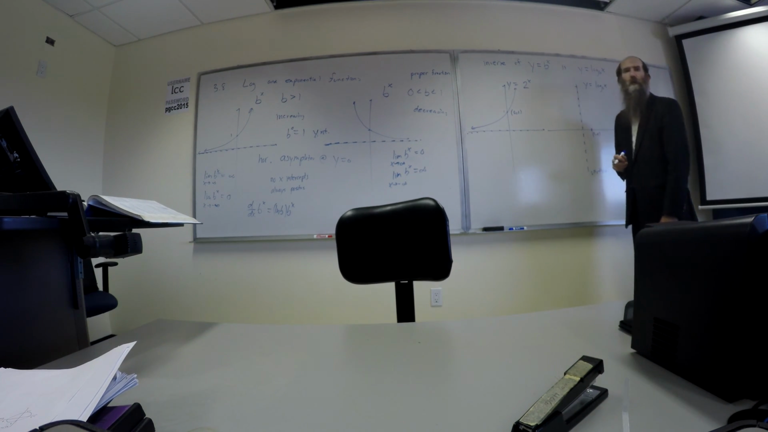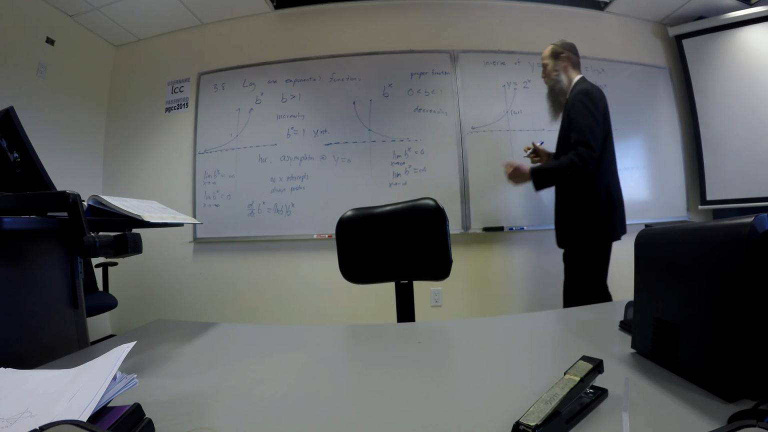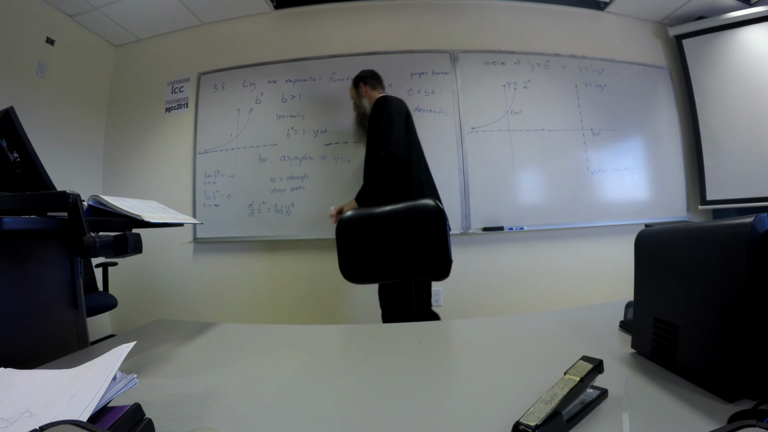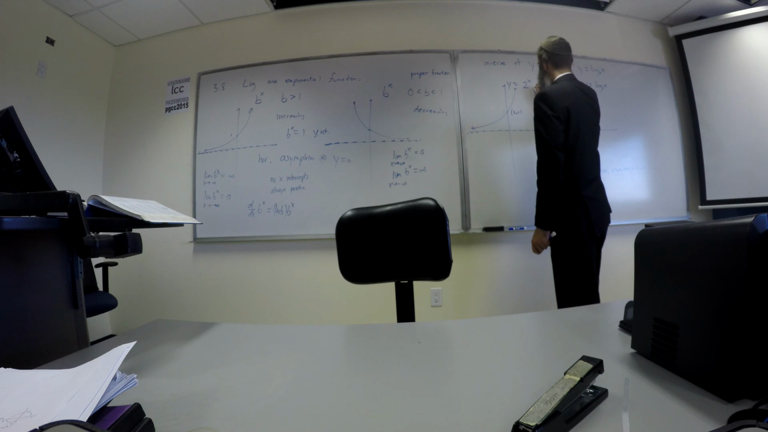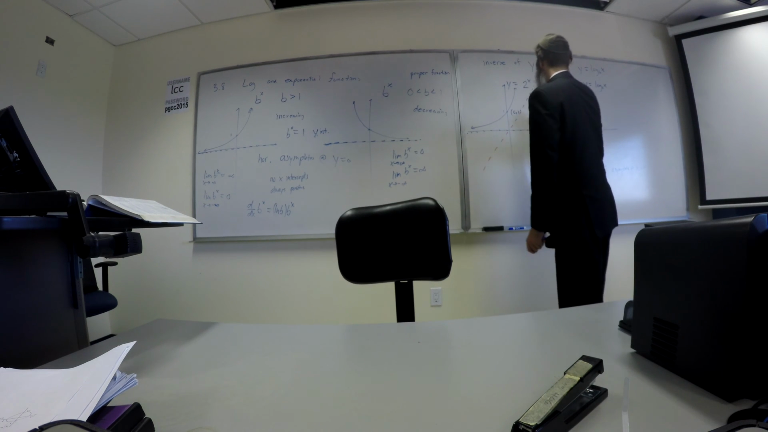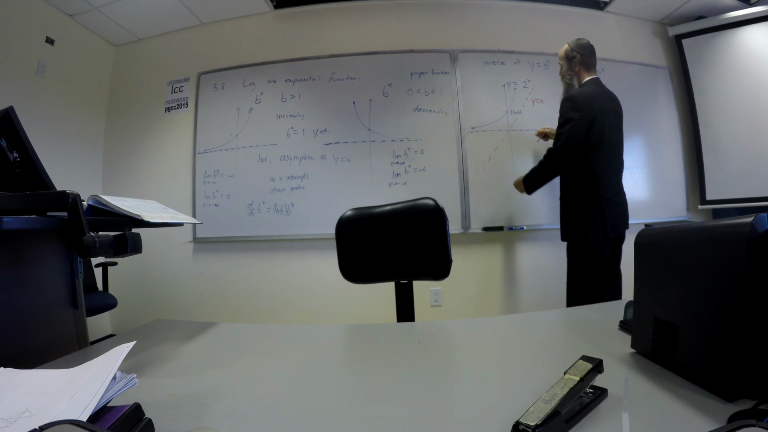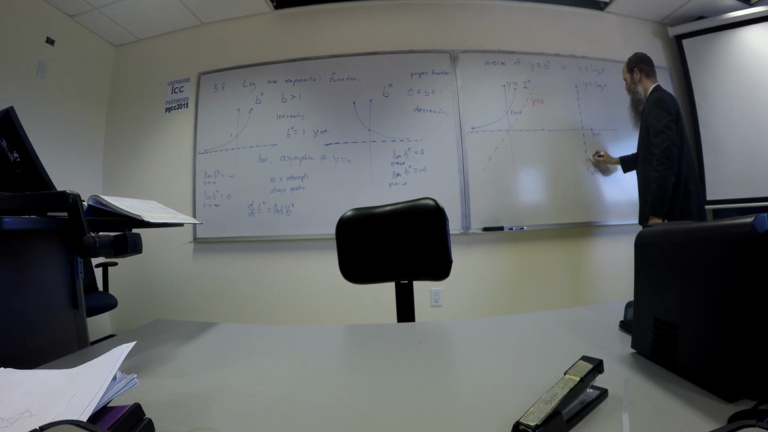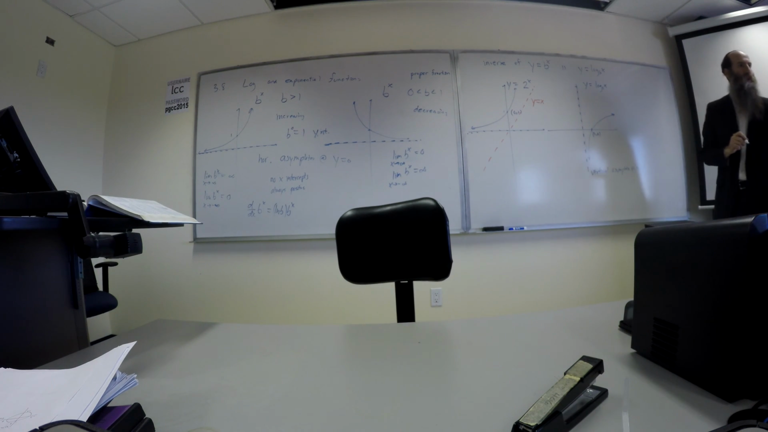How do you construct, given very little information, an inverse graph from the graph of the original? You flip x and y. So you're going to reflect the 2 to the x function about the line y equals x. If you reflect this thing about y equals x, you get a picture that looks somewhat like this. That's how you obtain the graph of any inverse function. It doesn't matter. Right?